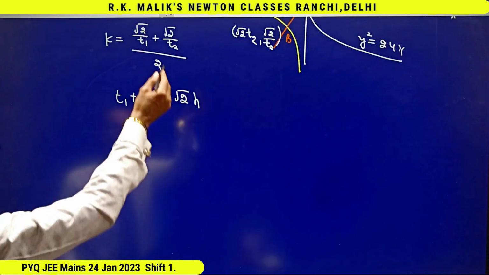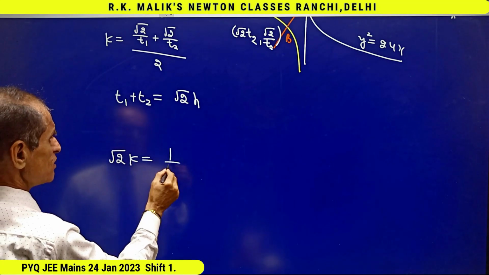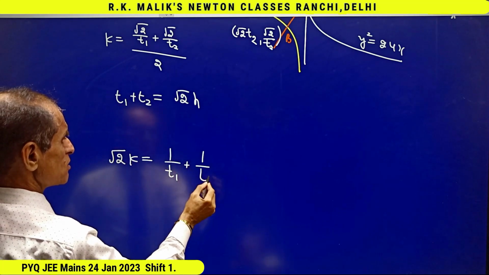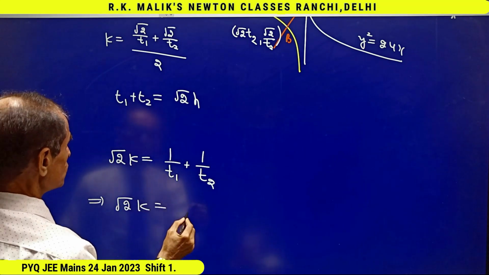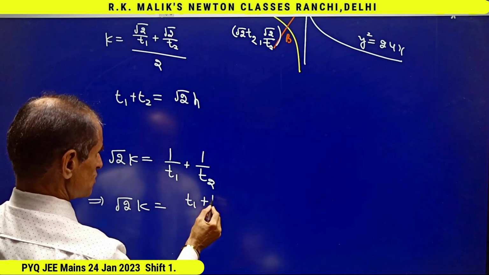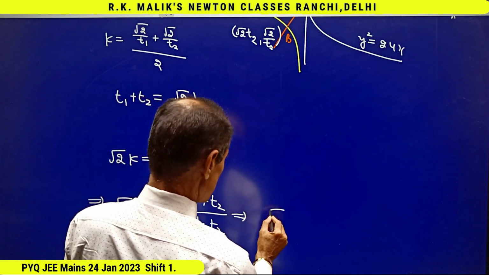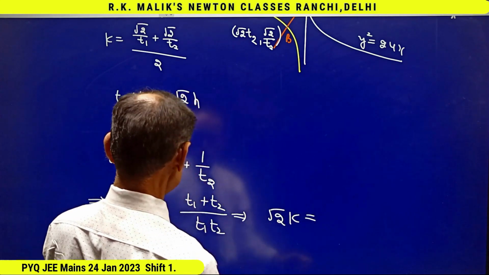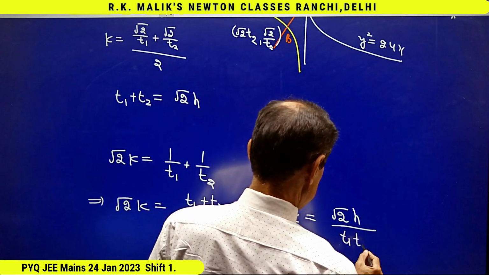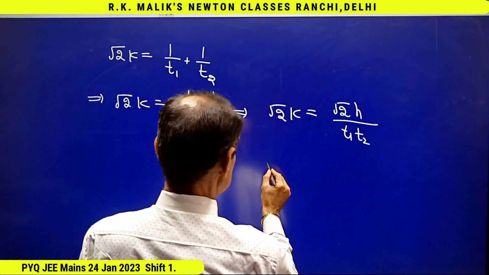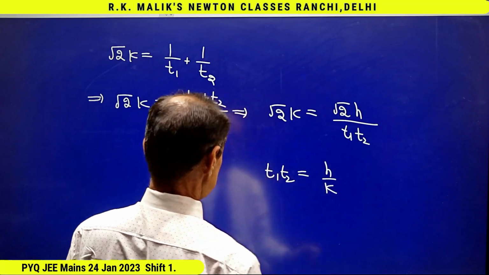root 2h, and using this I can say root 2k equal to 1 by t1 plus 1 by t2. That is, root 2k is equal to t1 plus t2 upon t1 t2. That is, root 2k is equal to root 2h upon t1 t2. That is, I get t1 t2 equal to h upon k.